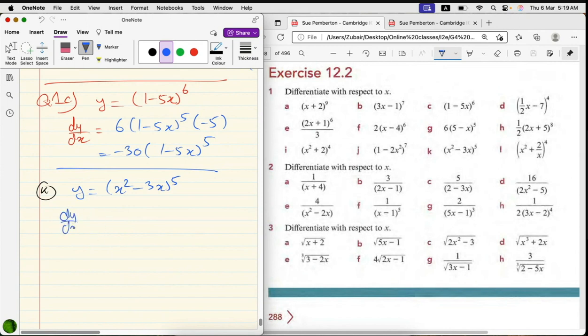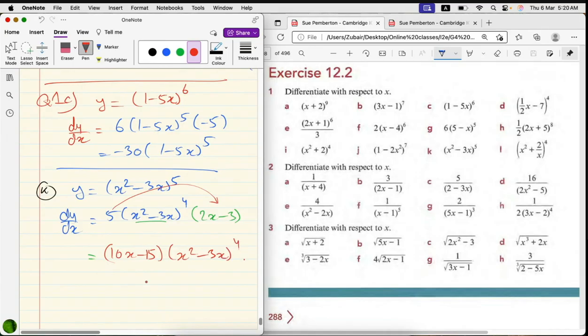So dy by dx is power comes down, (x squared minus 3x) to one less than the power, and inside the differentiation is 2x minus 3. If they would have said find the gradient when x is 1 or 2, I wouldn't go for simplification. I would just replace x with that number. But for now, we can multiply this 5 with this bracket, and 10x minus 15 times (x squared minus 3x) raised to power 4.